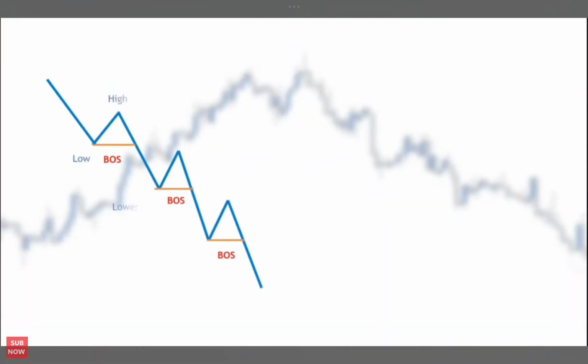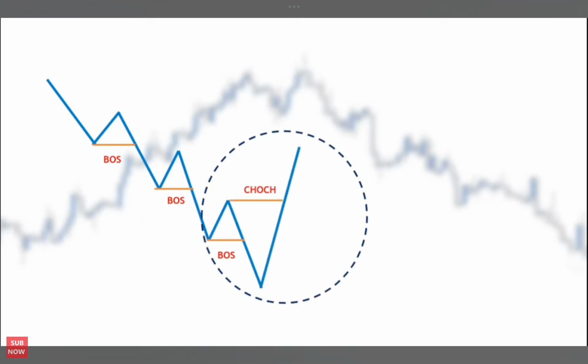As you can see here, there is a downtrend. The price couldn't make a lower low, and finally the price breaks its last lower high, and eventually makes a change of character.